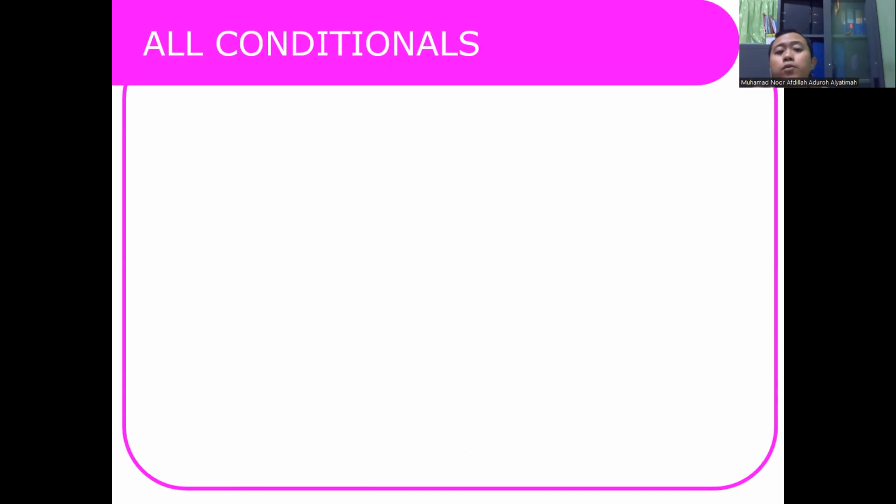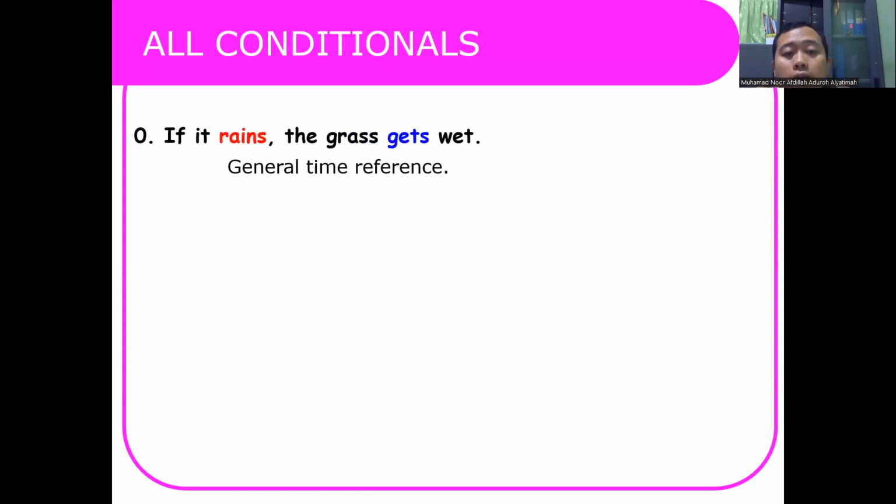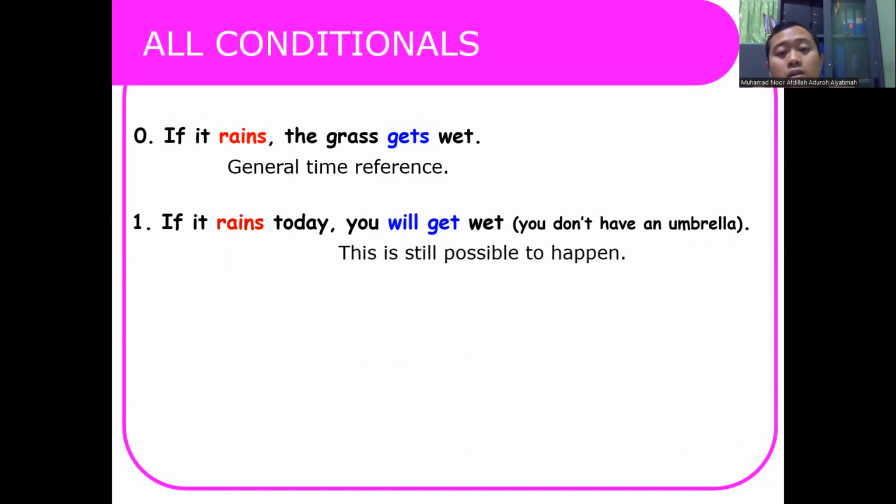Okay, let's review all conditional sentences. Type 0: if it rains, the grass gets wet. It tells about general truth. Type 1: if it rains today, you will get wet, you don't have an umbrella. This means the type 1 is still possible to happen.